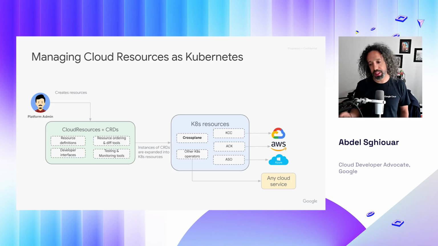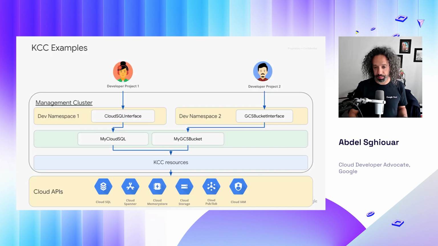What you see on the right side are examples of the controllers of the major cloud providers: KCC for Google, ACK for AWS, and ASO for Azure. There is also another controller called Crossplane, which is a vendor neutral, cloud agnostic one, which is open source. So these are some examples of existing controllers in this space.